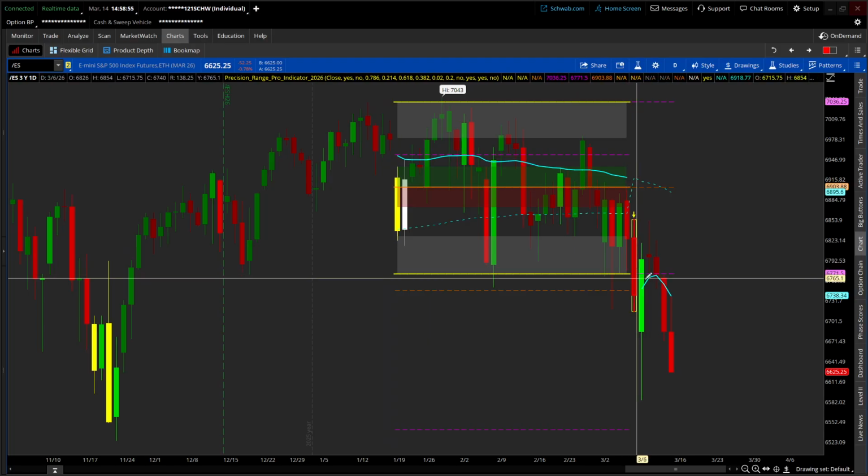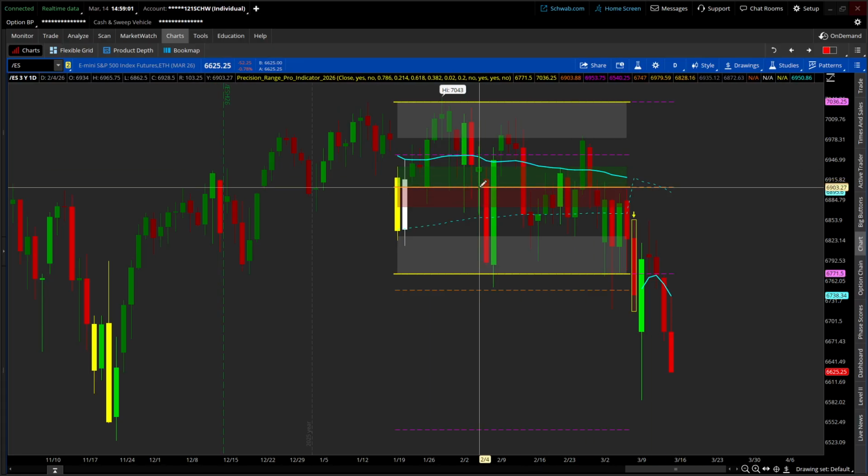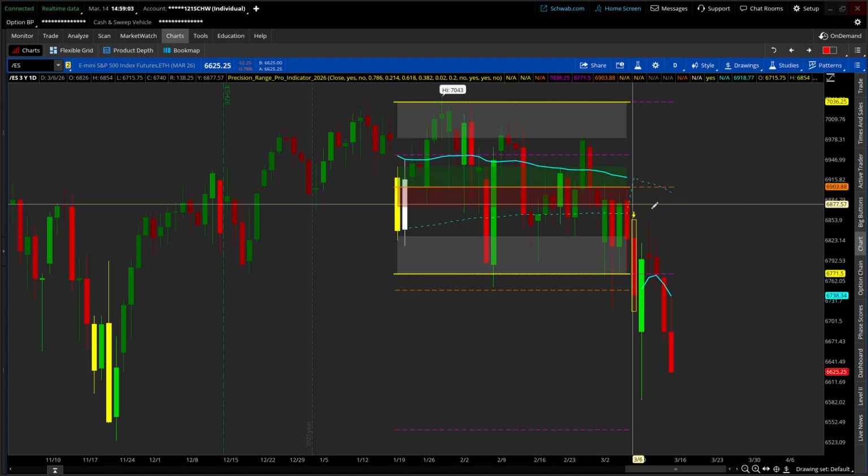The midline shows the equilibrium level of the range, which is often where price rotates during the consolidation. That's what you're seeing right here with this midline.